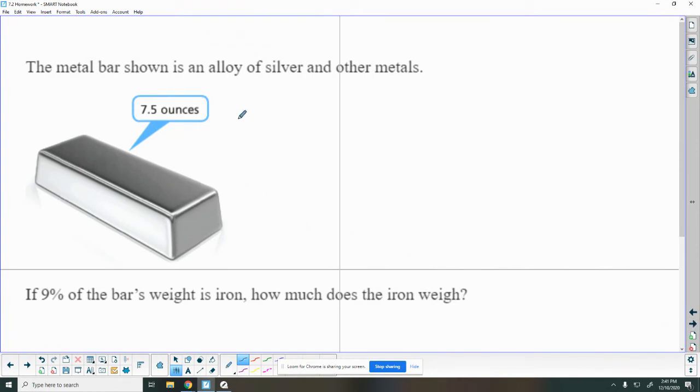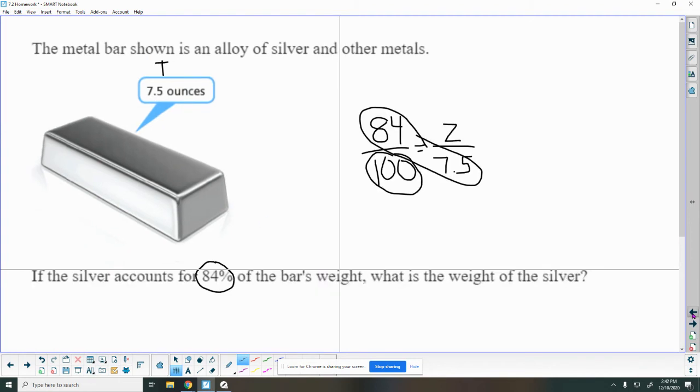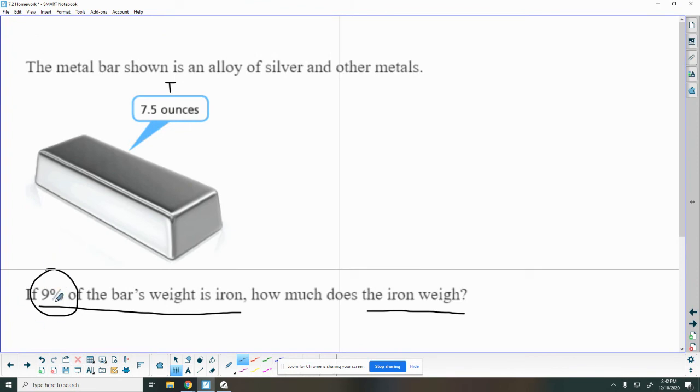Okay, number 4. So this time we have silver and other metals, and the bar still weighs the total of 7.5. 9% of the bar is iron. How much does the iron weigh? So go ahead and write 9% as a fraction, and then see if you can finish setting up. This is our total. So it's very similar to this one, but instead of finding 84%, this time we're finding 9%.